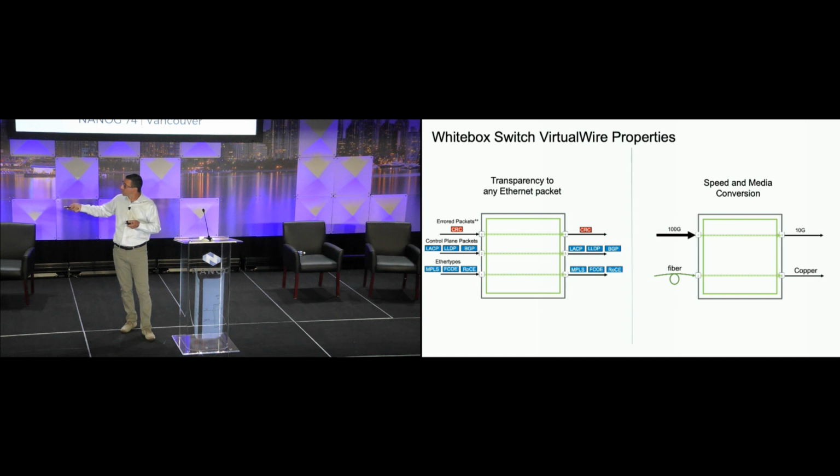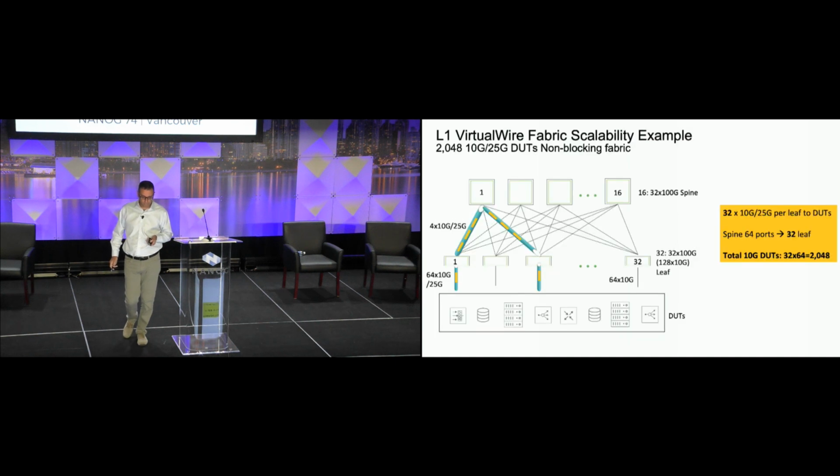Also, very interestingly, from a flexibility point of view, you can have a 100 gig port talk to a 10 gig port, a fiber connected to a copper. All these combinations are now possible, and many of those things are not possible with traditional layer 1 cross-connects.